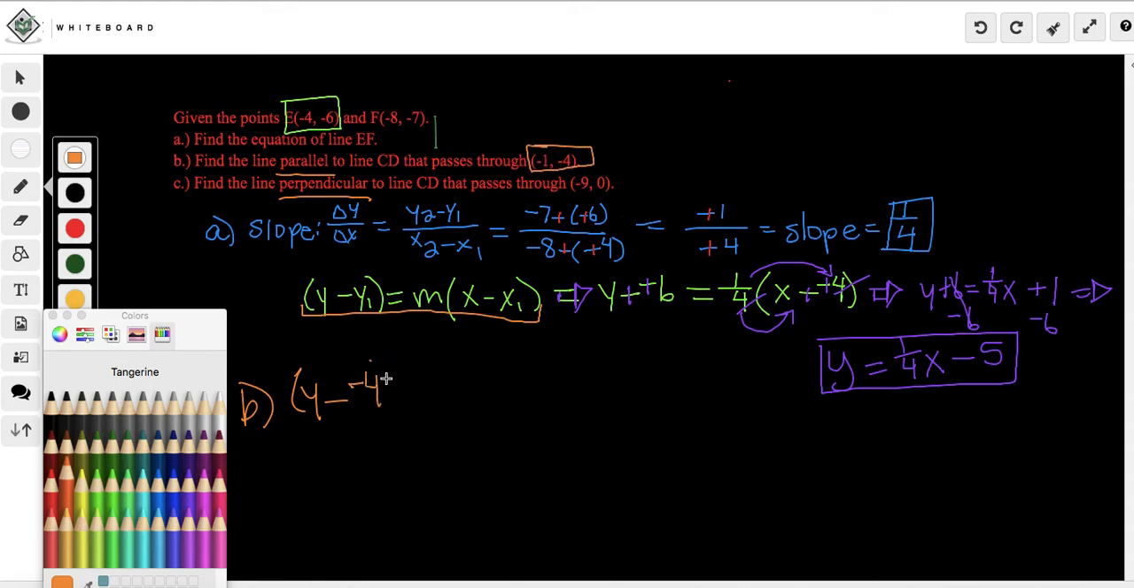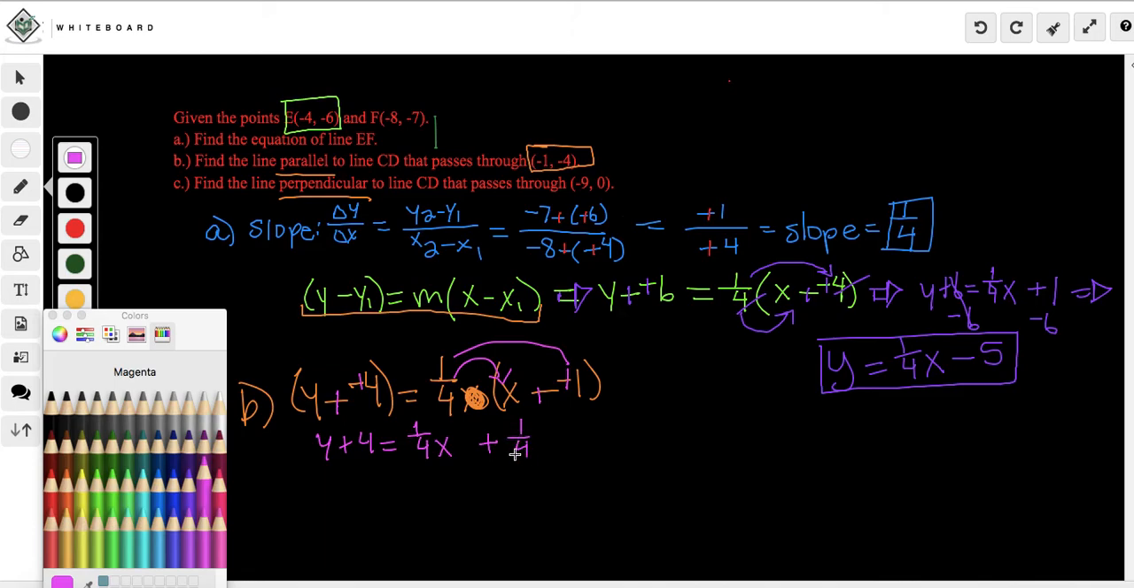So y minus -4 equals, if it's a parallel line, the slope is the same. So we're going to say 1/4 times x minus x1. x1 is -1. So now we'll change this to plus a positive, change this to plus a positive. We're going to distribute this 1/4. So now we have y plus 4 equals, let's distribute this 1/4. So we get 1/4 x, distribute it over here, plus 1/4.